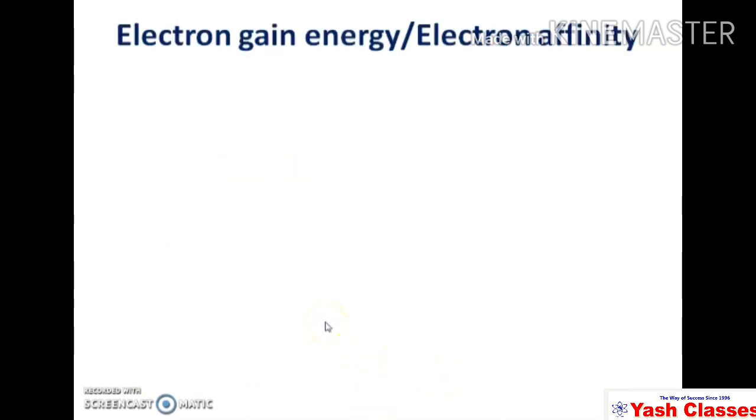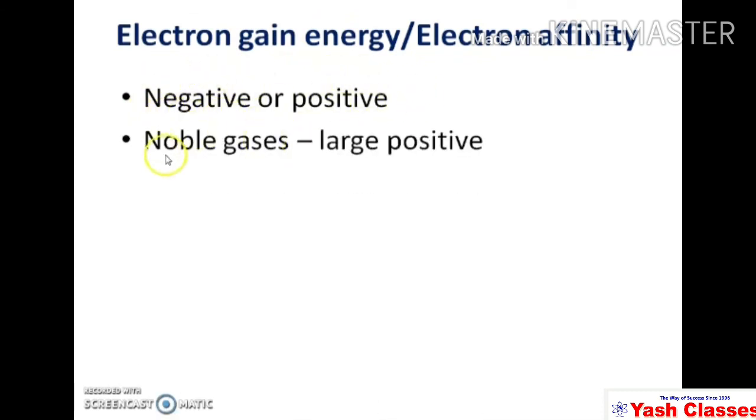Then electron gain enthalpy or electron affinity. Electron gain enthalpy or electron gain energy is the amount of energy released, or sometimes required, most of the time it is released, when an isolated gaseous atom gains an electron and forms a negative ion. That is called electron gain energy or electron affinity. Most of the time it is negative, in some cases it is positive. For noble gases it is a large positive value.